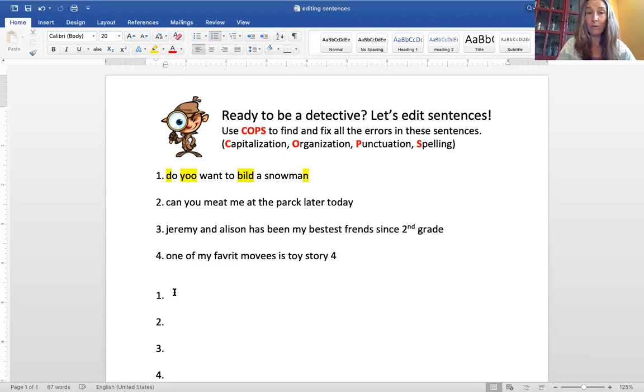So I am going to write it with a capital D. U is going to be Y-O-U. Want to build. Build doesn't really look the same when you add the UI because it becomes a sight word and it doesn't follow the rules. It's a rule breaker. A, snow, man, punctuation. Period means I'm telling you something. It's a declarative statement. Exclamation means I'm telling you something and I'm very excited. Question is I'm asking a question. Do you want to build a snowman? That is definitely a question.